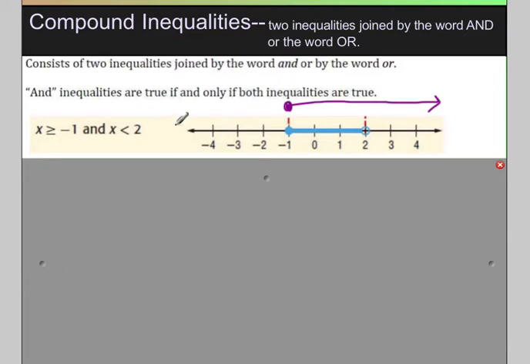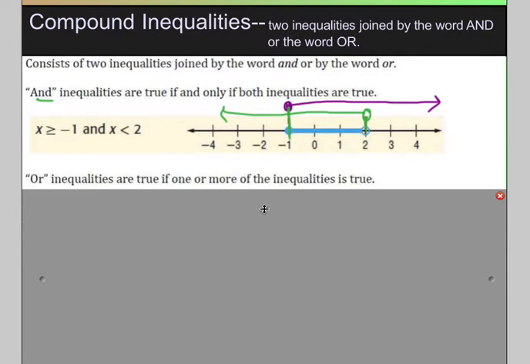And x is less than 2. Well, it's not equal to, so open circle. And to be less than 2, I would go to the left. So and is when they are both true. Notice they're both true here. So this in the blue is my final answer, because that's where it's double lined or double shaded, whichever way you want to think about it. Okay, so that's an and inequality.